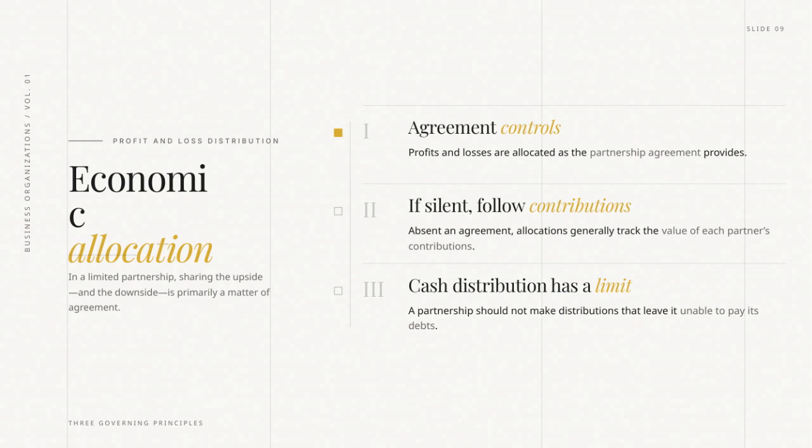So in summary, the three main principles to remember are: first, allocation is controlled by the agreement. Second, if no agreement exists, allocations track contributions. And third, distributions can't jeopardize the partnership's ability to meet its financial obligations. These rules provide a framework to manage profits and losses fairly and responsibly.